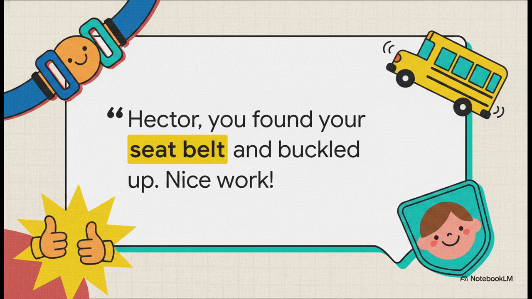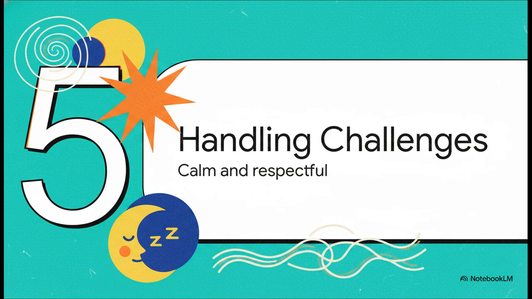By praising specific actions instead of just tossing out a generic "good job," you're actually building self-control and a real sense of accomplishment in these young kids. Notice how that praise hits the nail on the head by directly naming the exact safe behavior we want to see. Now for section 5, handling challenges and emergencies.